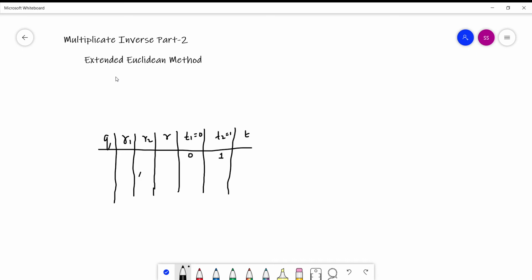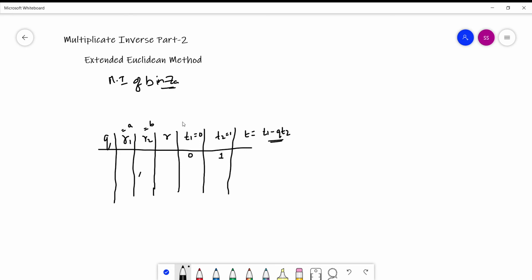Let's say I have to find the multiplicative inverse of B in Z A. According to this method, R1 is equal to A initially and R2 is equal to B. This is the quotient, this is the remainder. Then you have to find two values T1 and T2, which are initially 0 and 1, and calculate T in every step. T is equal to T1 minus Q times T2, where Q is the quotient.